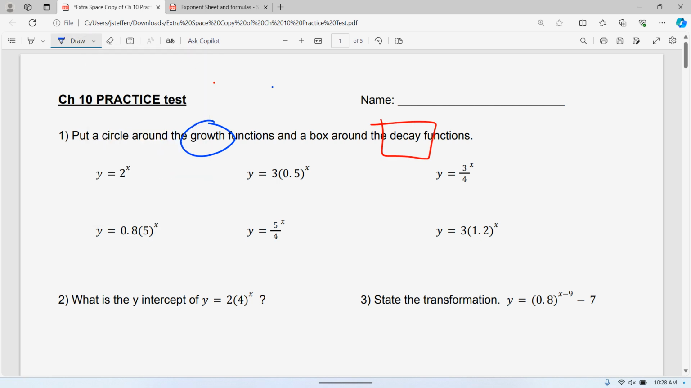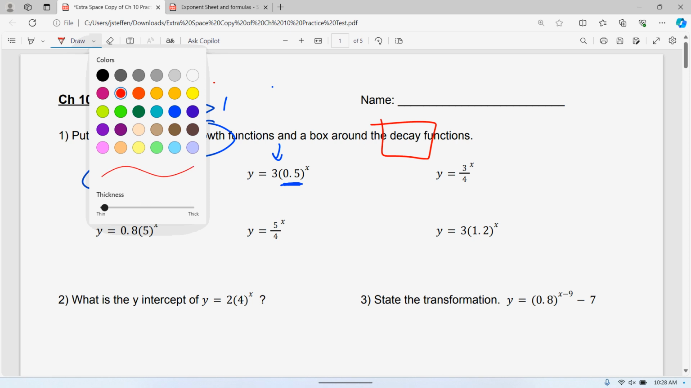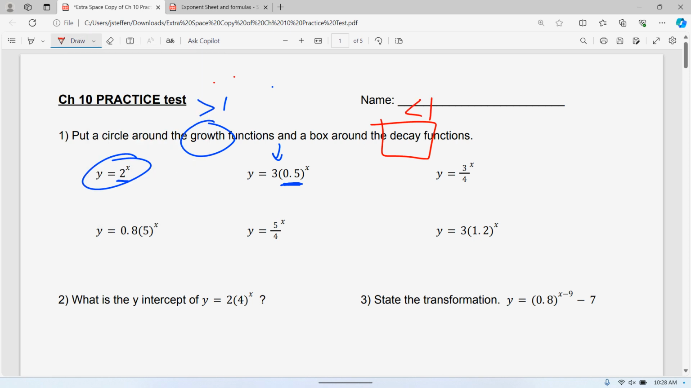So the growth function base number. So this one, that base number is bigger than 1. If it is bigger than 1, it's a growth. So that's a growth. This next one, base number, that 3 is not what you're looking at. That's actually the y-intercept. We'll talk about that in a second. But this base number is smaller than 1.